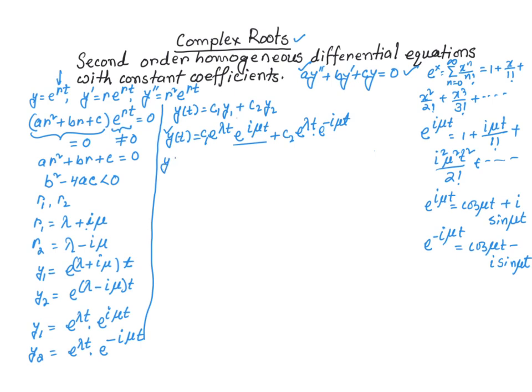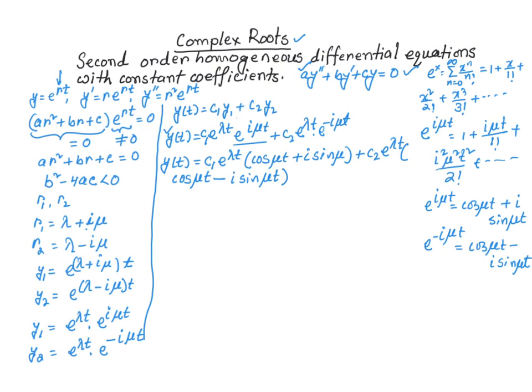Now you can go ahead and plug these values into this equation. That gives me y of t equals c1 e to the power lambda t times cosine mu t plus i sine mu t, plus c2 times e to the power lambda t times cosine mu t minus i sine mu t. And that's technically your solution.